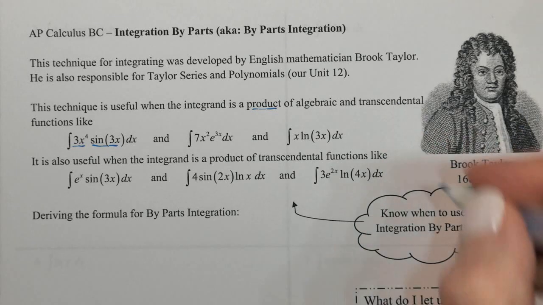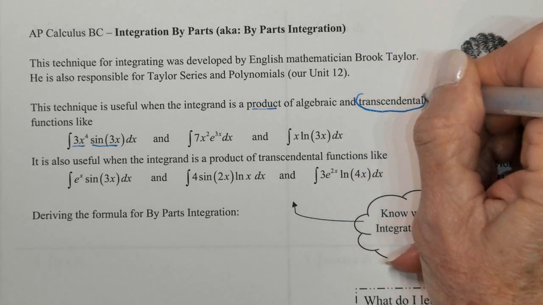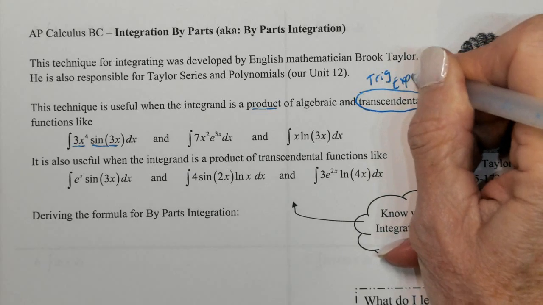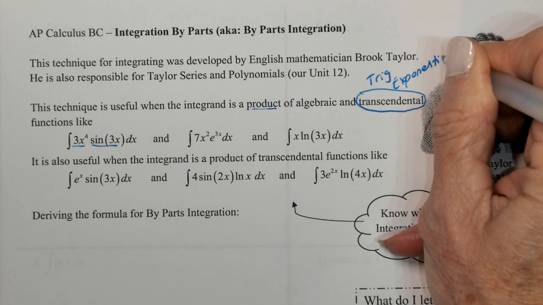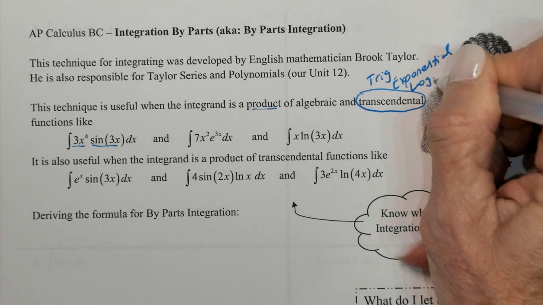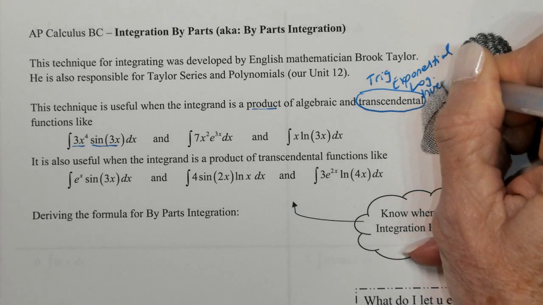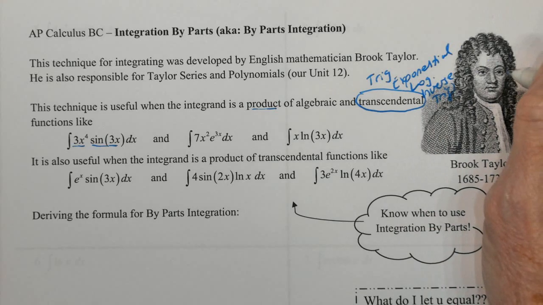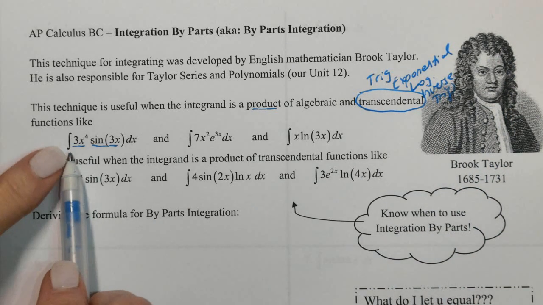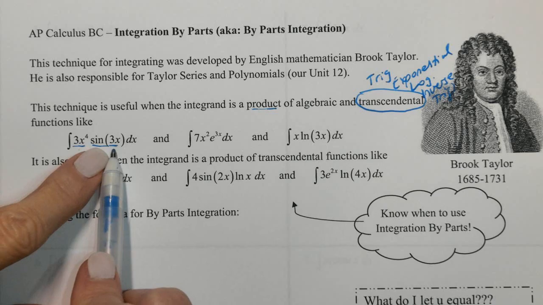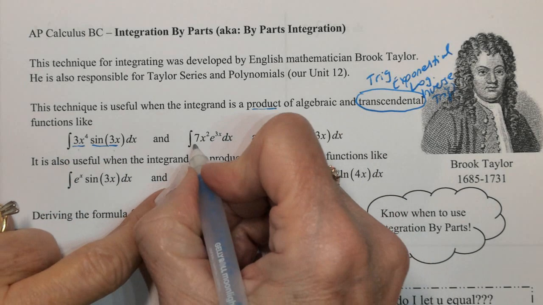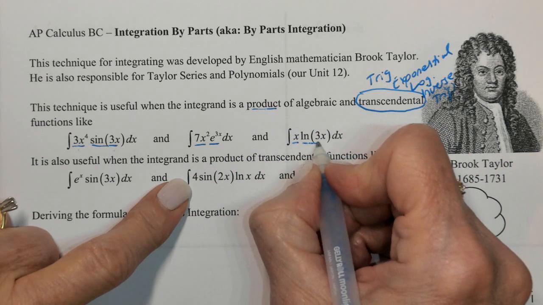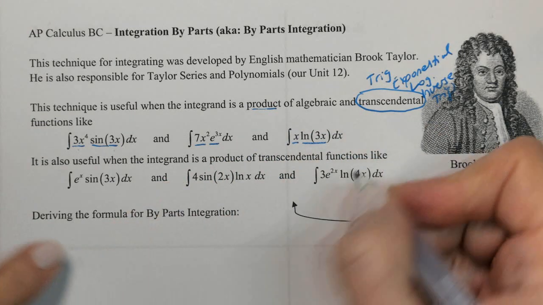Okay? Transcendentals include all of the trig, the exponential, the logarithmic, and the inverse trig functions. Alrighty, those are all the transcendentals. So 3x to the fourth is algebraic. Sine is transcendental. So 7x squared, e to the 3x, x, ln, a natural log, ln of 3x.